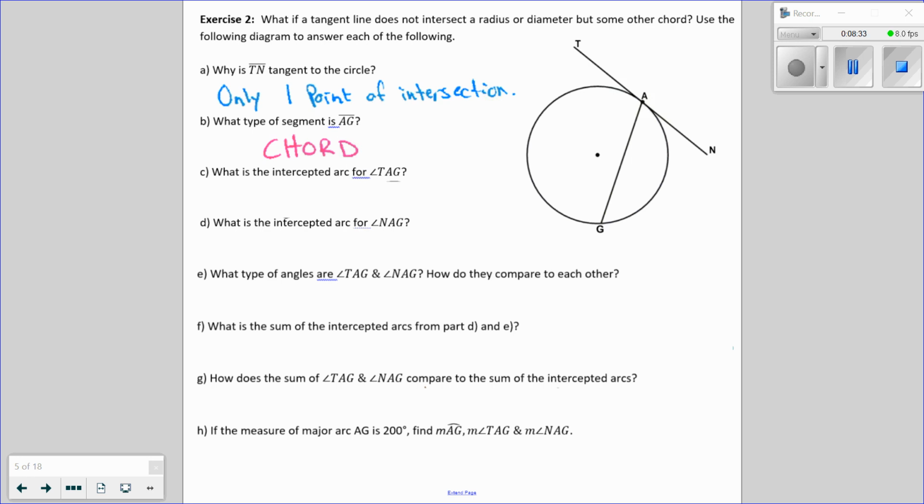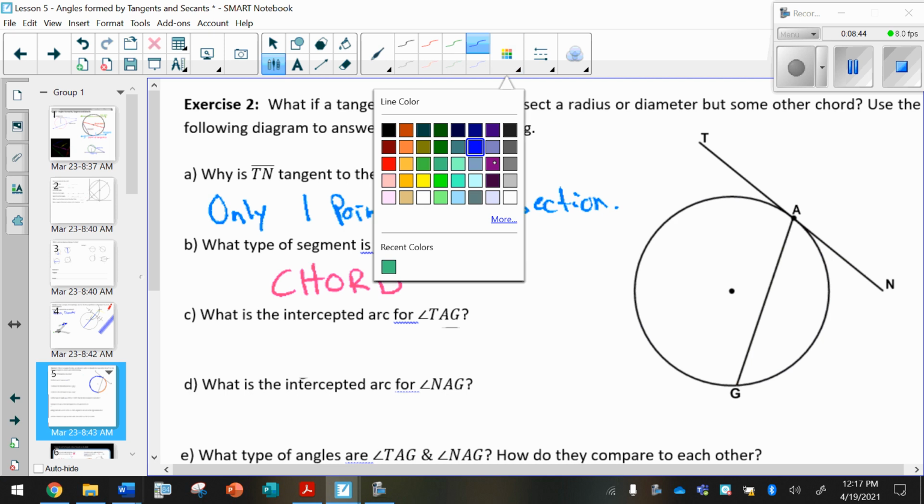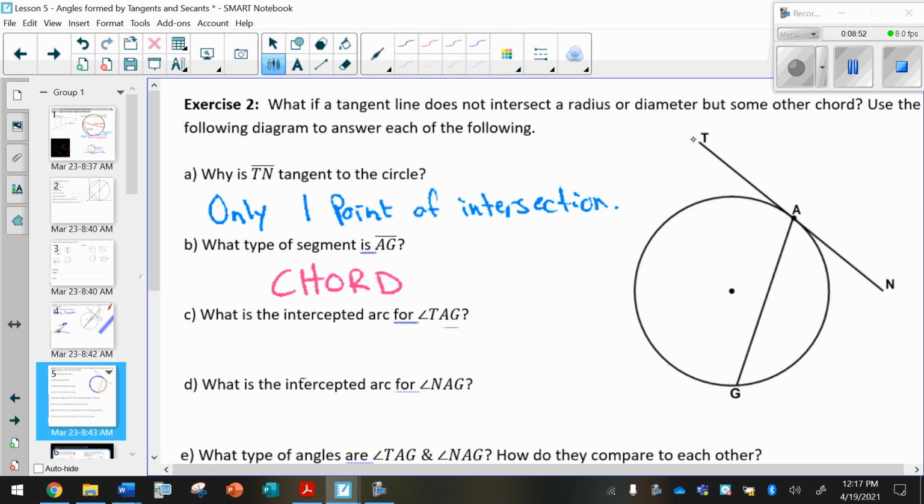What is the intercepted arc for angle TAG? Intercepted arc means the part of the circumference that is created by the endpoints of where the shape touches or meets the circle. So angle TAG meets the circle at point A and point G. Our intercepted arc will be on the interior of that angle, and it's the part of the circumference in between the 2 points.